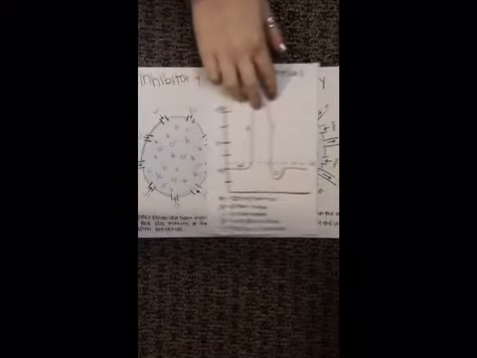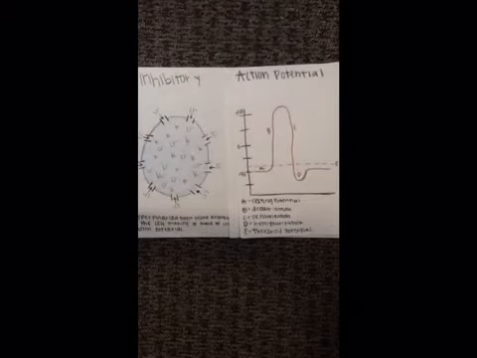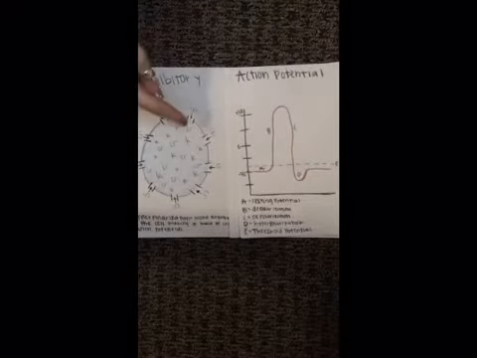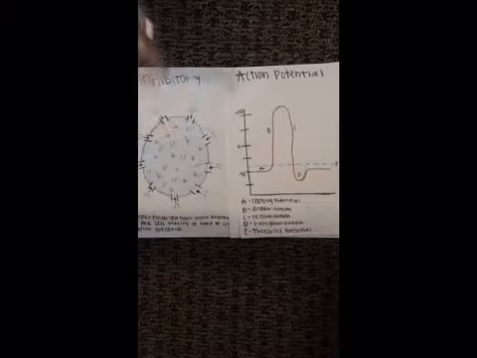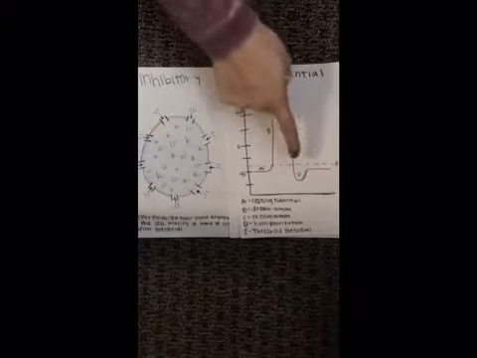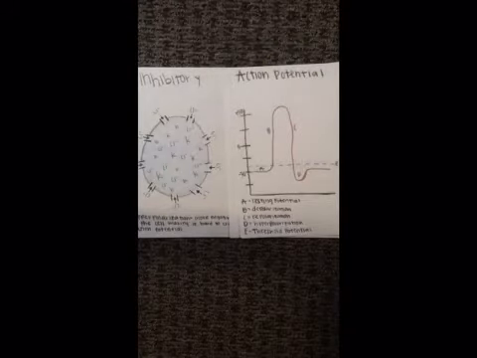In inhibitory neurotransmitters, chloride enters the cell instead of sodium, making the cell more negative than it already was, causing hyperpolarization, making it harder to reach threshold and to create an action potential.